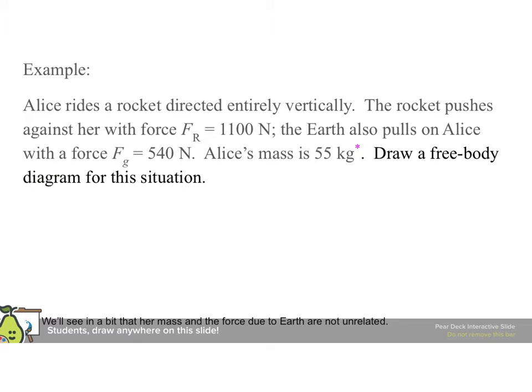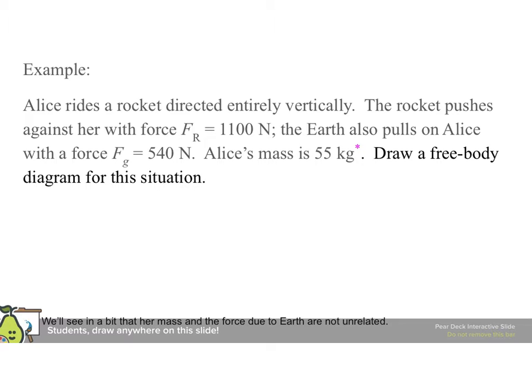Example: Alice rides a rocket directed entirely vertically. The rocket pushes against her with a force which is given as Fr equals 1100 newtons, and the Earth also pulls on Alice with a force which is given as Fg is 540 newtons. Alice's mass is 55 kilograms. Draw a free body diagram for this situation.